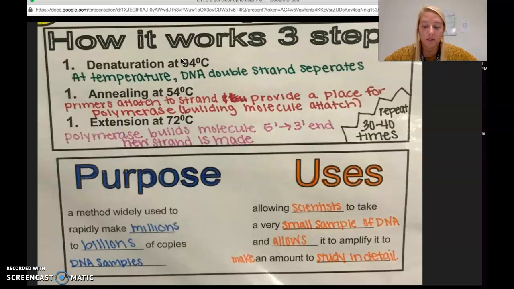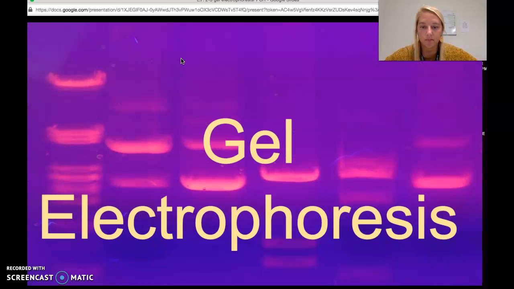Remember, this is a lot of information, so pause the video if you need to. PCR is one of the first processes that you must do before you can do gel electrophoresis. So that's why we're studying both of them.